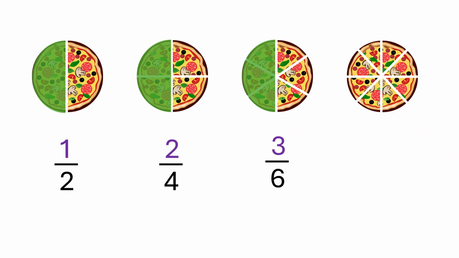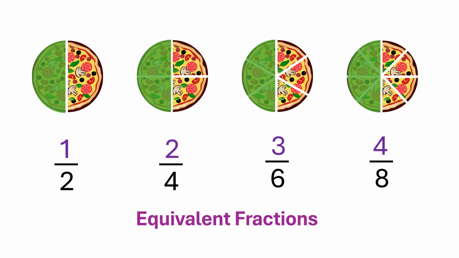In the same way, 1/2 of the pizza can also be written as 4/8, and many more. We found that even though the numbers are different, the amount of pizza is the same. We call these fractions equivalent fractions. They show the same part of the whole.